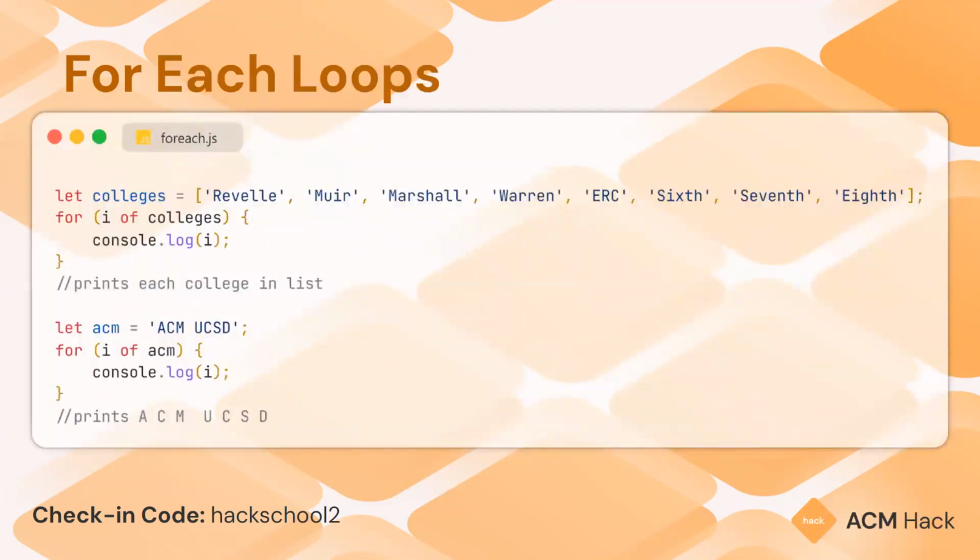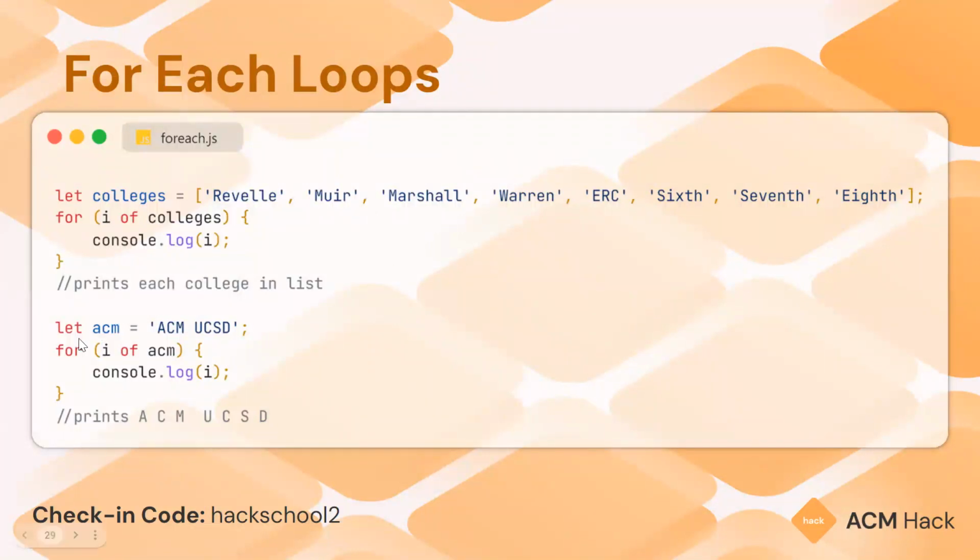And this is another type of for loop, which is called a for each loop. Let's say we have an array called colleges, which is all the colleges at UCSD. This loop is going to go through the list of colleges. So for i of colleges, it basically indexes into that array and prints each college in that list. So it's going to print Revelle, Muir, Marshall, Warren, ERC, 6th, 7th, and 8th.